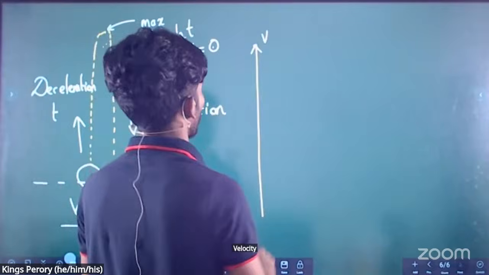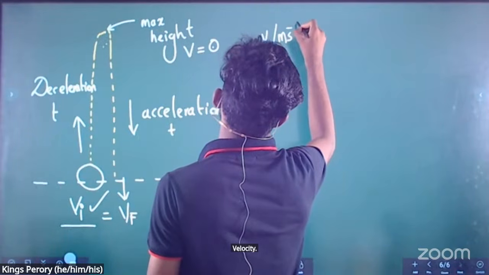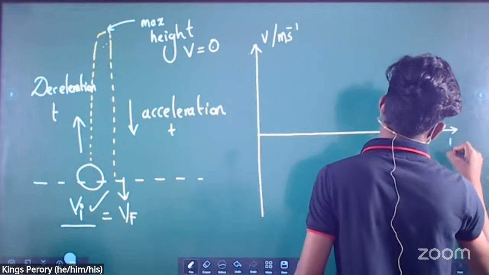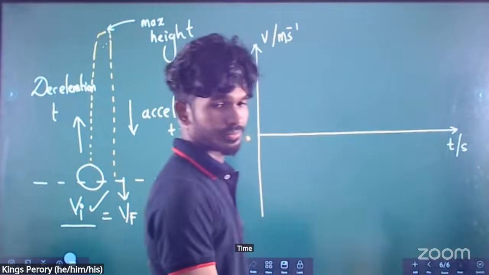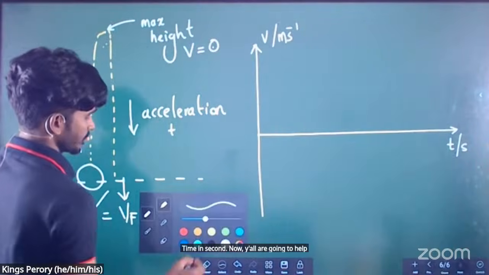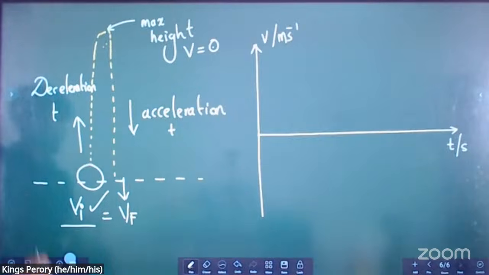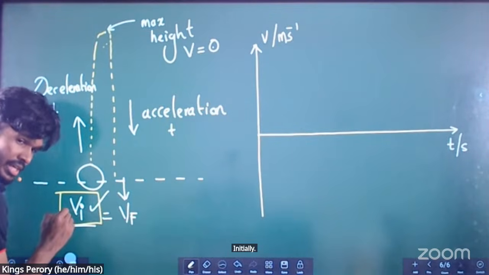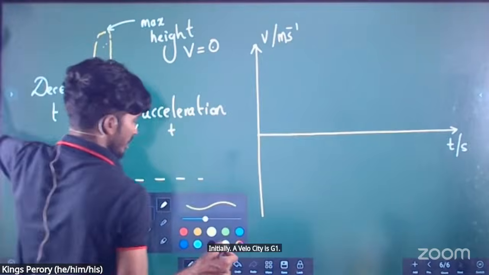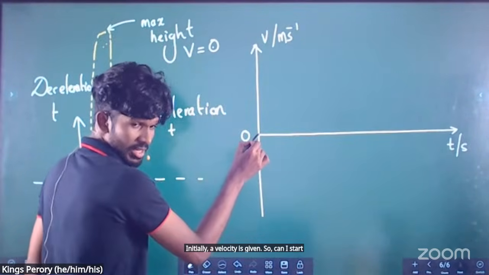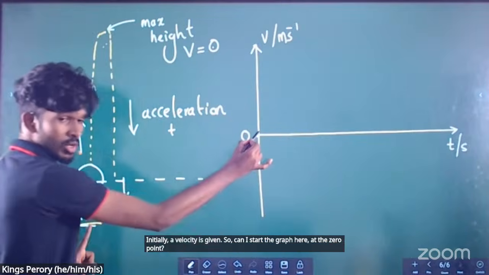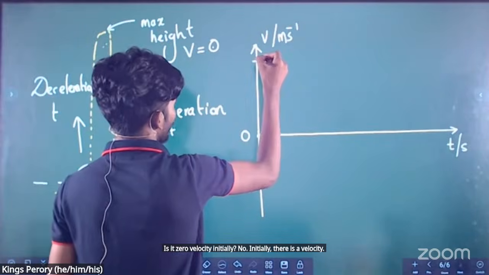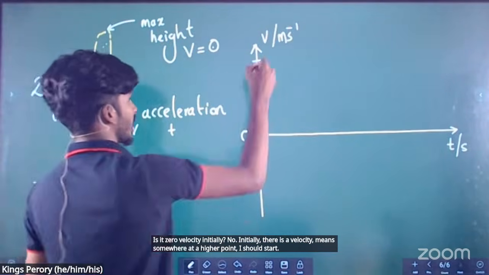Velocity in meters per second. Time in seconds. Now you are going to help me, yeah? This full motion we are going to convert to a graph. Initially, a velocity is given. So can I start the graph here at the 0 point? Is it 0 velocity initially? No. Initially there is a velocity, so I should start somewhere at a higher point. I start the graph somewhere here.